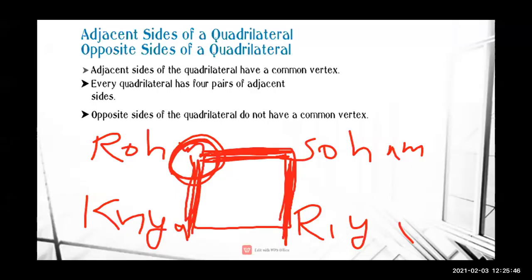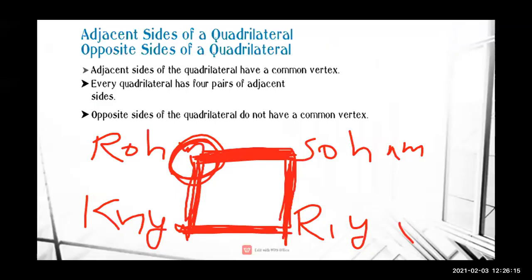Rohan and Soham's opposite is... who is the opposite of Rohan and Soham? Very good. It is Kriya and Riya. So the opposite of Rohan and Soham is Kriya and Riya. So these are the opposite sides of a quadrilateral.